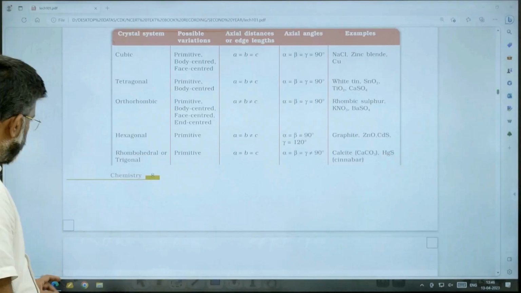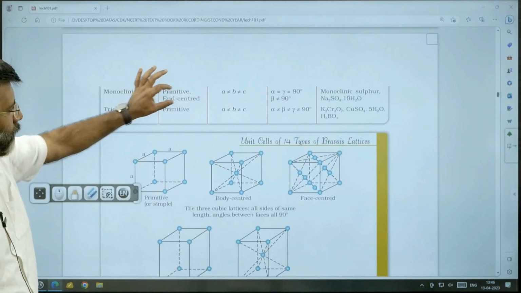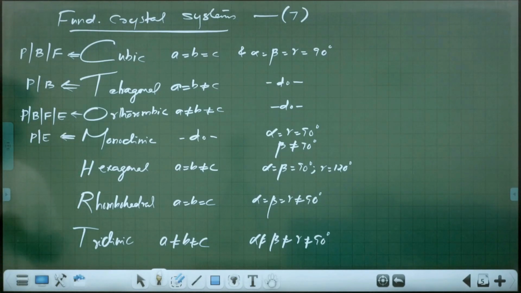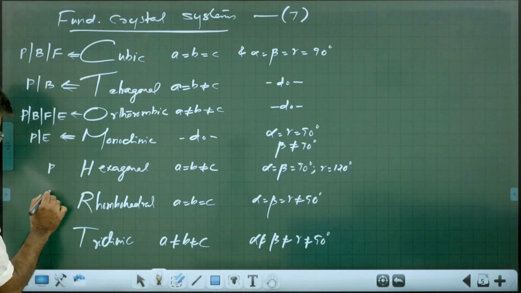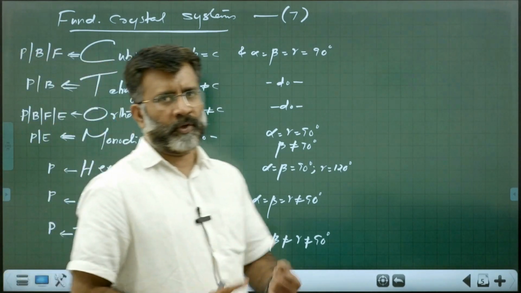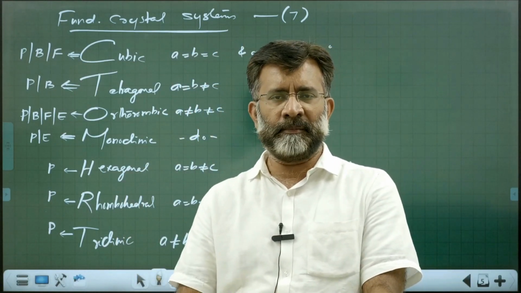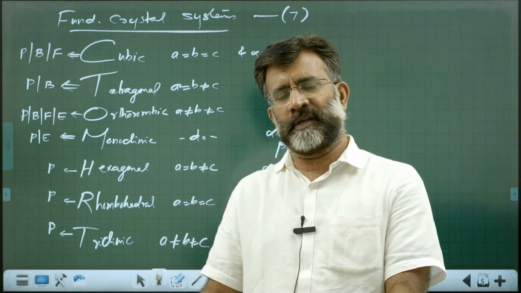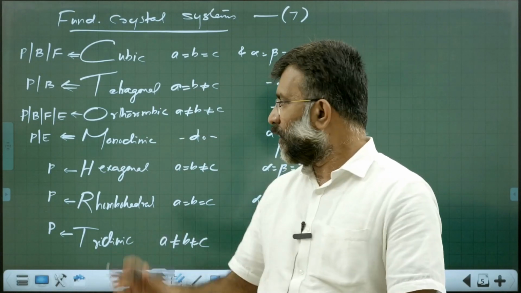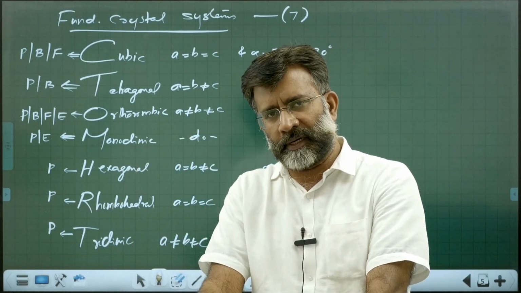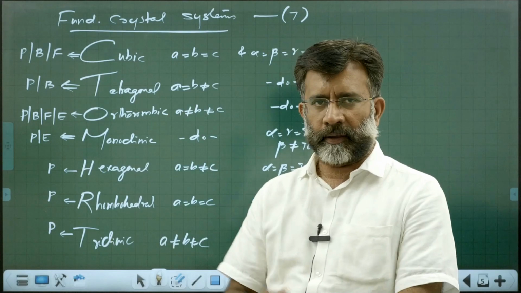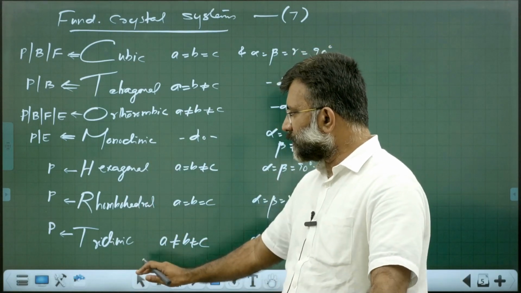What about monoclinic? For monoclinic, you have only two types, primitive and end-centered system. You have primitive and end-centered system for monoclinic, while the rest all, only primitive is present. Only primitive is present for rest all. So for cubic system, there is primitive, simple cubic system, body-centered cubic BCC and face-centered cubic FCC. While tetragonal, primitive and body-centered. Orthorhombic, all four types are present. Primitive is there, body-centered there, face-centered there, end-centered there. And monoclinic, primitive and end-centered. The remaining all three, you have only primitive.